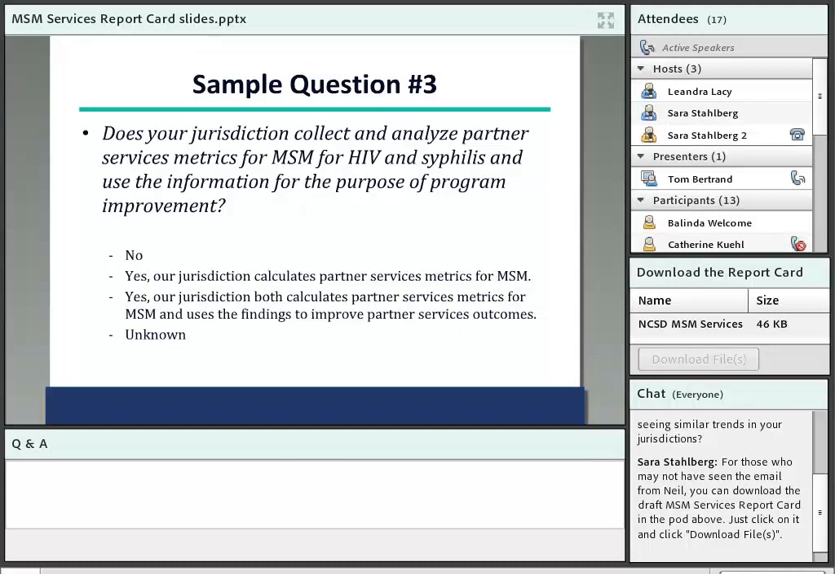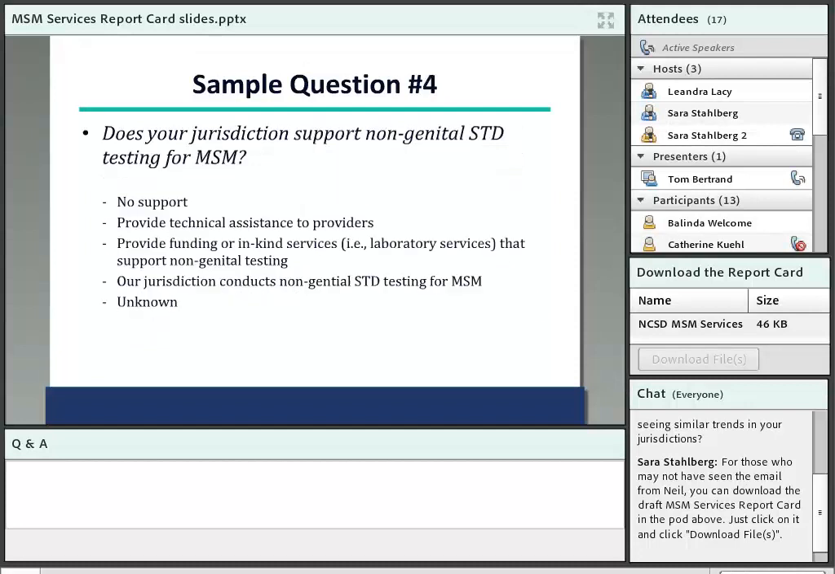And then finally, this last question: does your jurisdiction collect and analyze partner services metrics for MSM for HIV and syphilis, and use the information for the purpose of program improvement? No, or yes, we do calculate it. One step up, yes, we calculate it, and we use the findings to improve partner services outcomes.